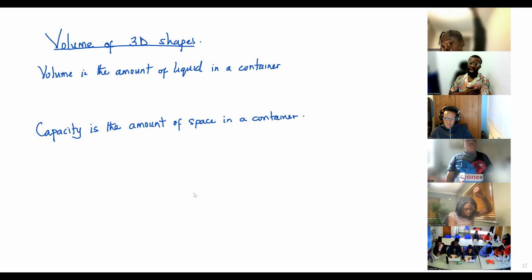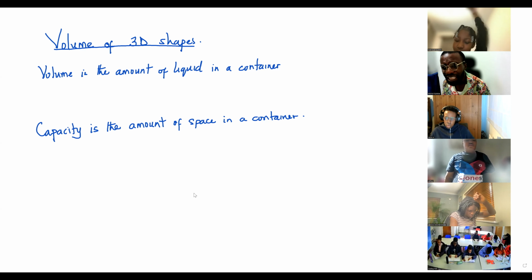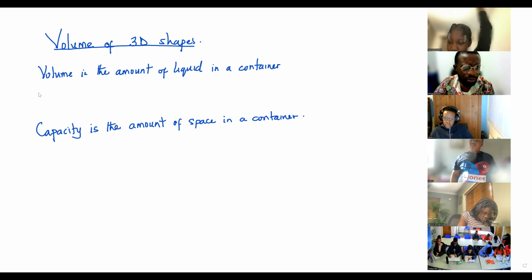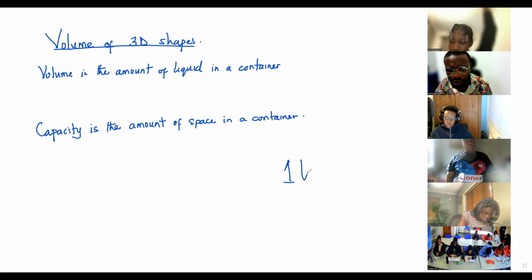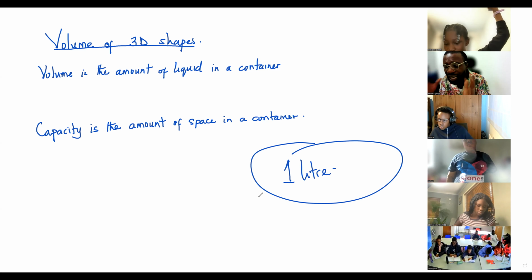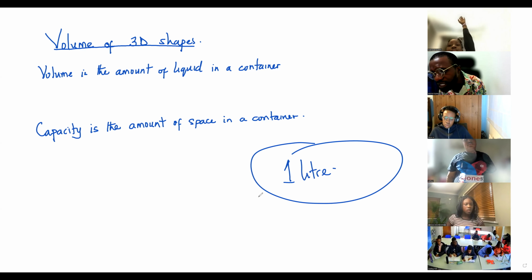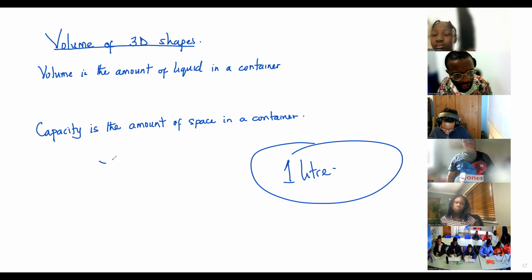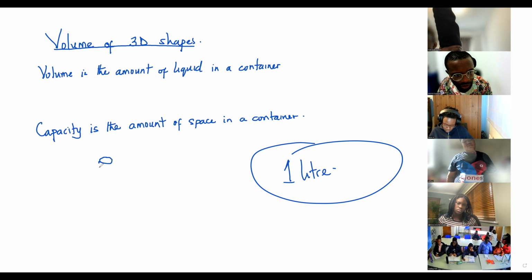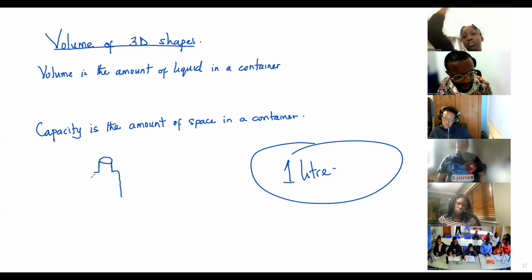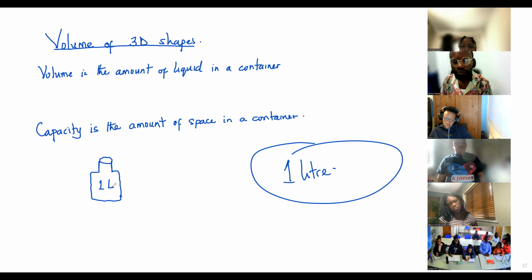For instance, if you have an empty bottle, and the bottle is a 1 liter bottle. You've got a 1 liter bottle, and it is empty. The capacity of the container remains 1 liter. Let me make a sketch of a container here. All right, and so this is 1 liter. Right?